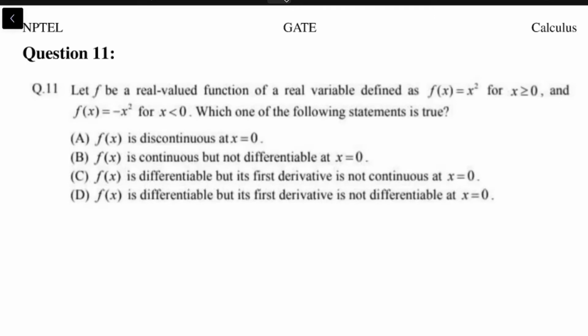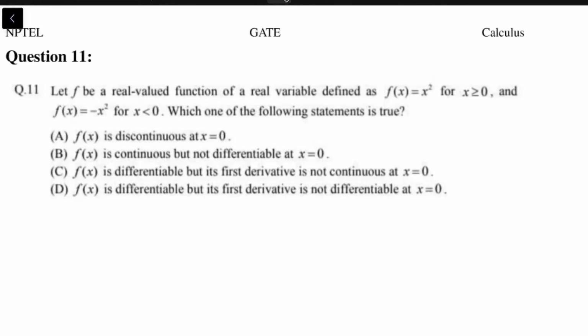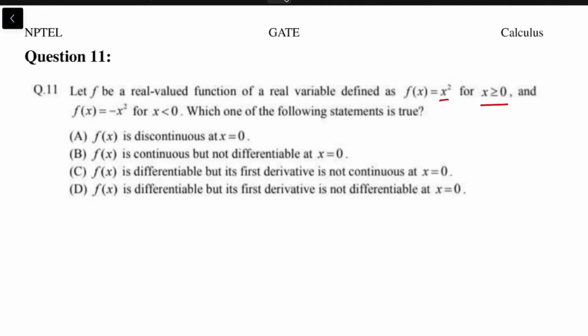So in this question, we are given that f of x is defined as x square for x greater than equal to 0 and minus x square for x strictly less than 0. And we are asked to find out which of the following statements are true.